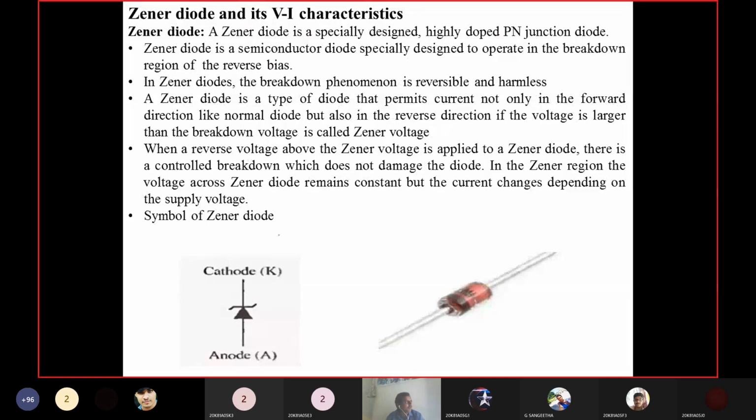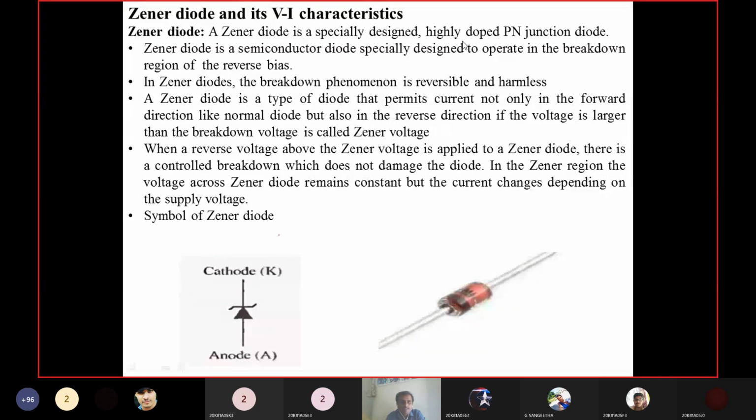Doping means that for the N region we add a pentavalent doping element, and for the P region we dope a trivalent element. Like that, we have to dope heavily here. That is the difference between the normal PN junction diode and the Zener diode. In a normal diode, the doping is normal, but in a Zener diode, it is doped very heavily.